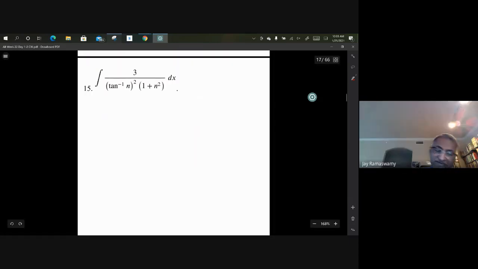Okay, right on 15. If the previous problem made sense, you should be able to do this entire problem yourselves. See if you can do the entire problem yourselves. Go.